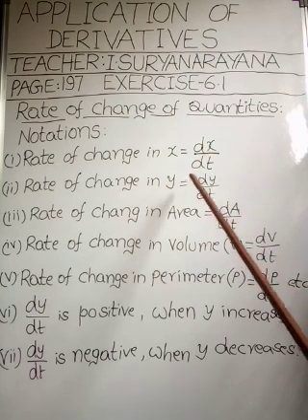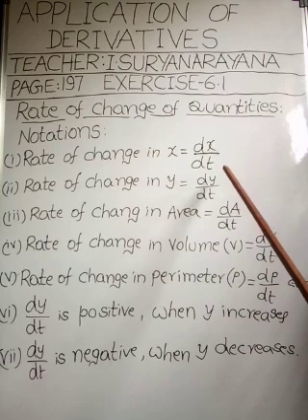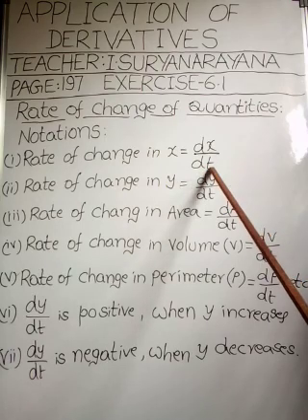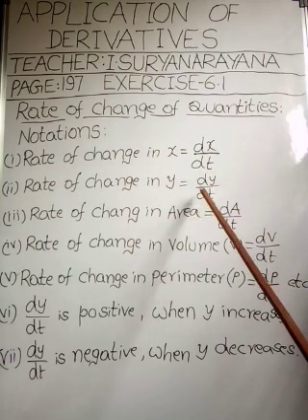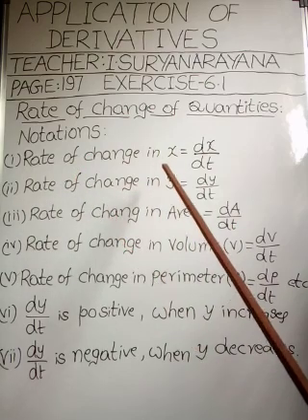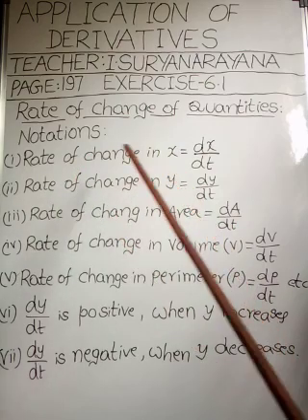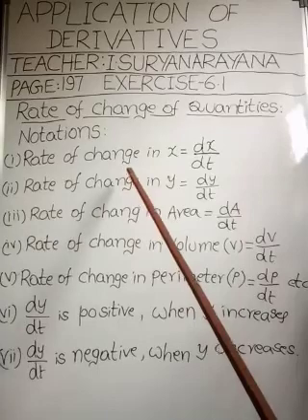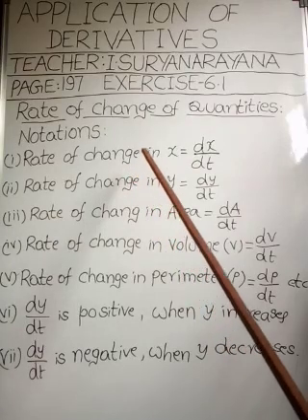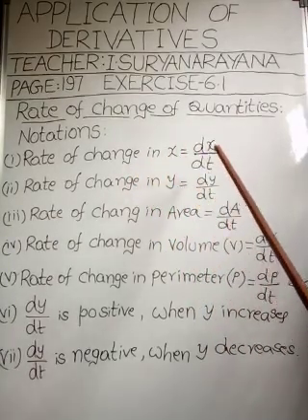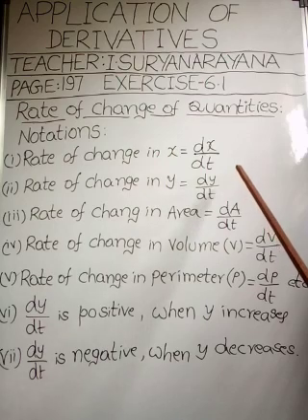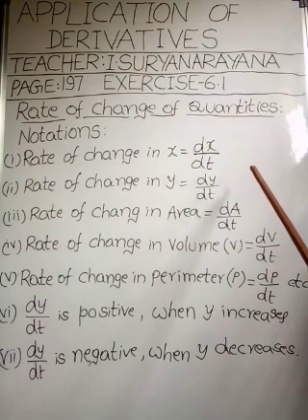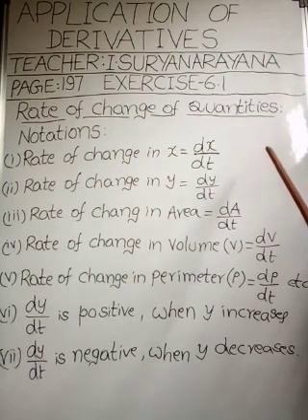Throughout this exercise we have to differentiate the given function with respect to t only. Remember this point, my dear children. If you get anywhere this word rate of change, then we have to differentiate that given function with respect to t only, not with any other variable. Remember this point, my dear children.